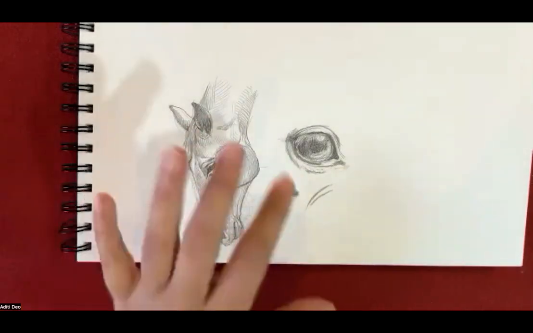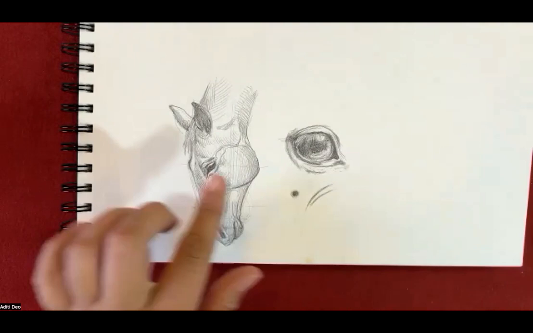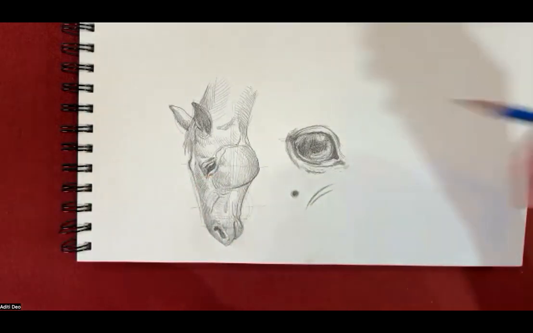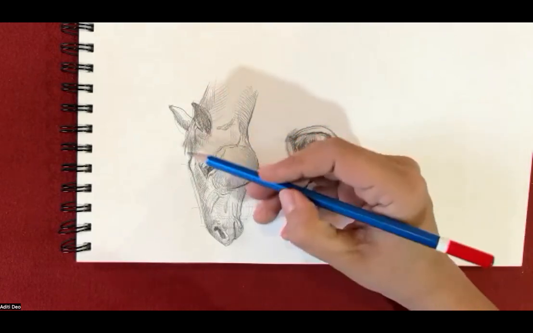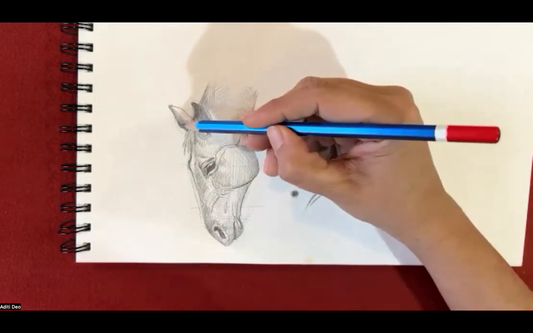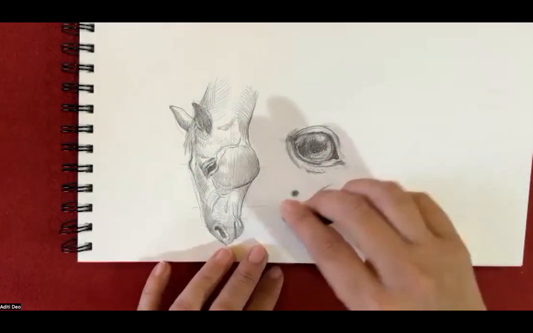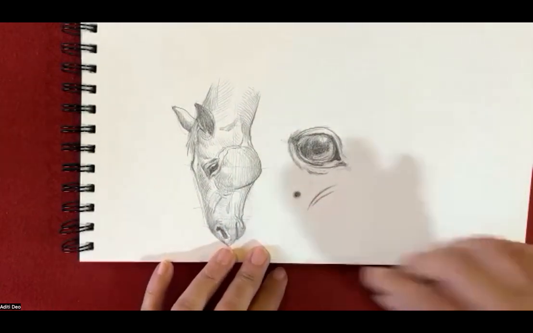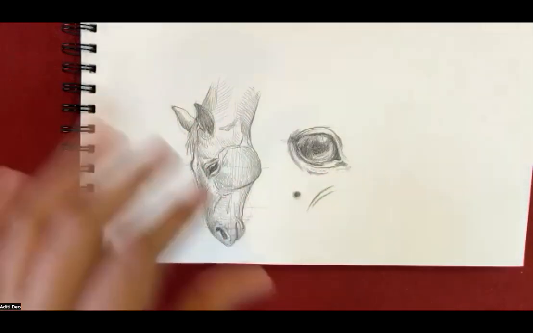Okay, now this is like an intense study, and you can do this for all the body parts of the horse. I would recommend doing the eye, the snout, the ears separately, like we did it over here, so that you become comfortable, and then you can take on the whole animal. That is for the detailed study.